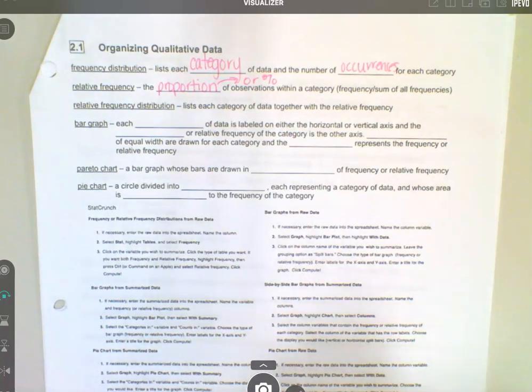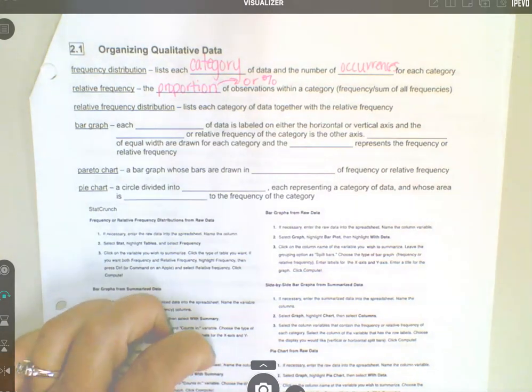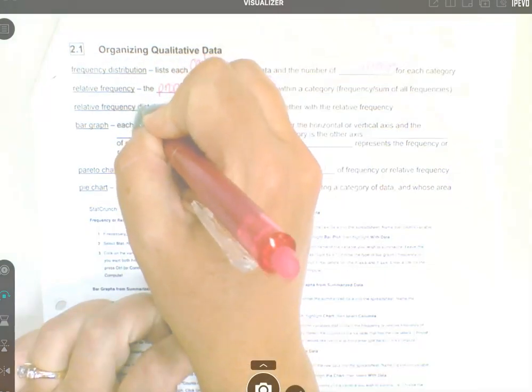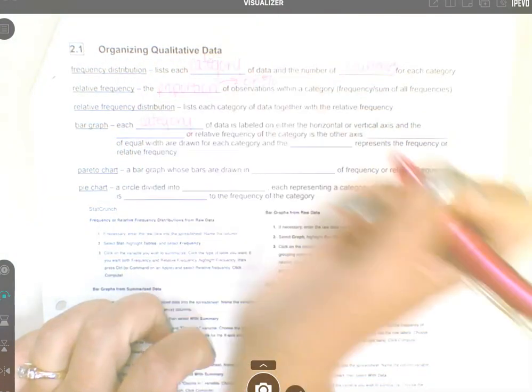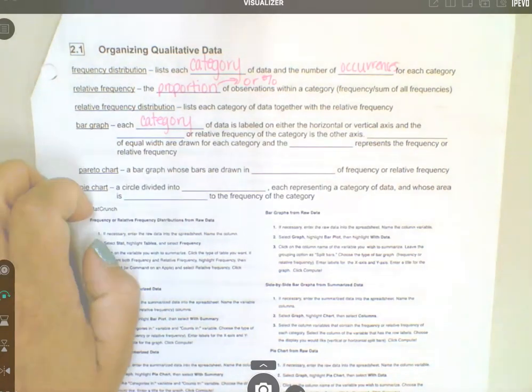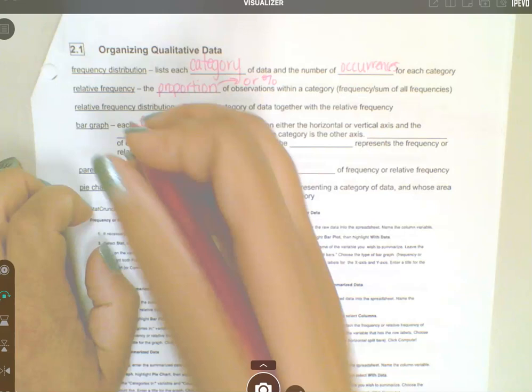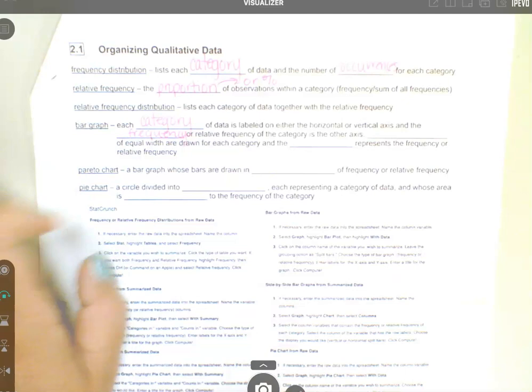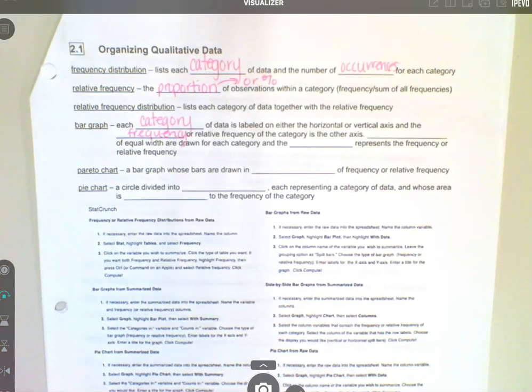I think that you've all seen a bar graph, but by definition, a bar graph is where we have each category of data labeled. It could be that the categories are on the horizontal axis. That's how I usually make bar graphs, but they're allowed to be on the vertical axis. And either the frequency or the relative frequency is on the other axis.